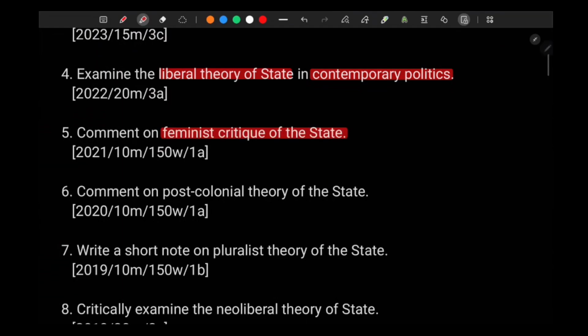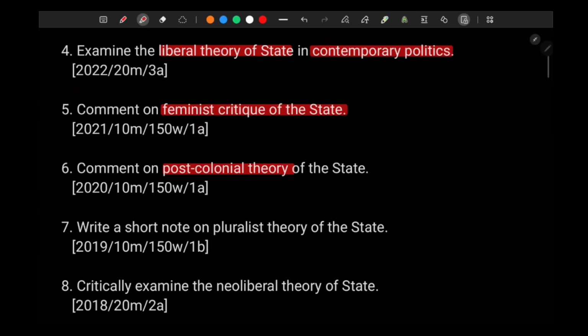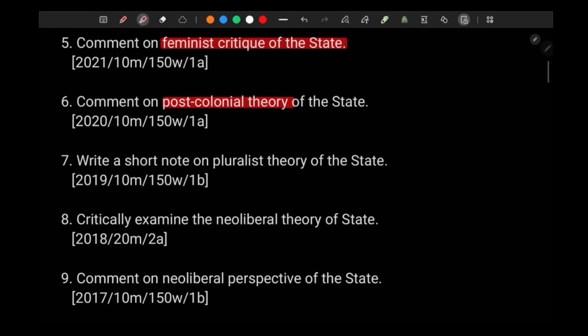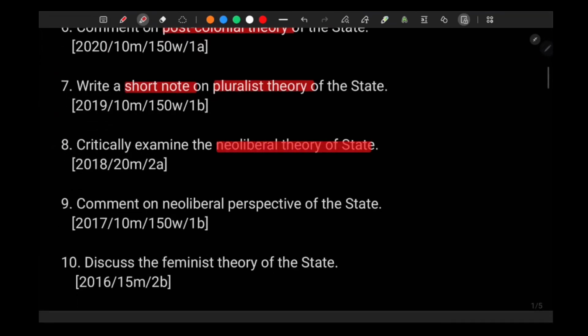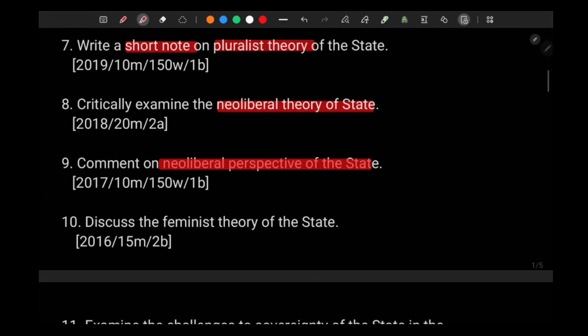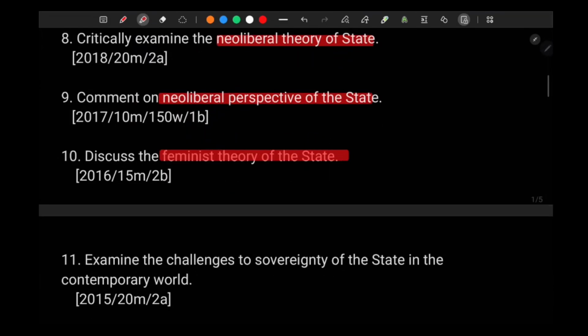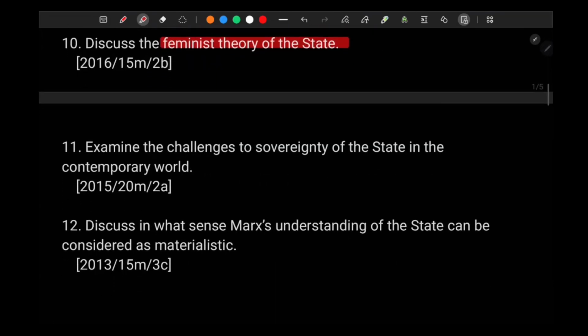Then feminist theory of state or feminist critique of state. There is no feminist theory of state per se, but there is a feminist critique of state. Feminists have criticized state. They call state patriarchal, they call state male. Again, post-colonial theory of state. Post-colonialists have given a theory of state. Short note on pluralist theory, neoliberal theory of state, neoliberal perspective of state, feminist theory of state.